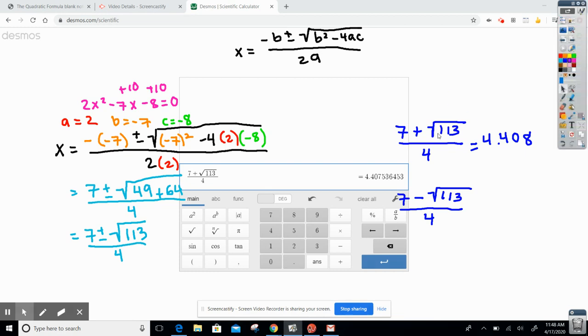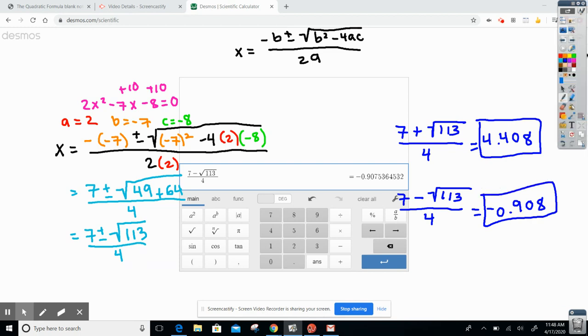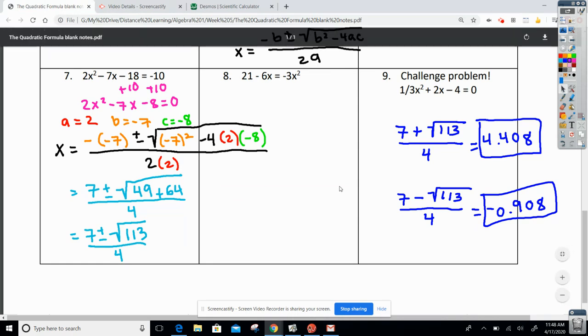Now I'm going to do the exact same thing, but instead of 7 plus the square root of 113, I'm going to type 7 minus the square root of 113. That gives me a negative 0.908. And these are my two answers, 4.408 and negative 0.908, and I'm done with the problem. So I'm going to go back to my sheet, and there are my two answers. All right, let's move on to number 8.